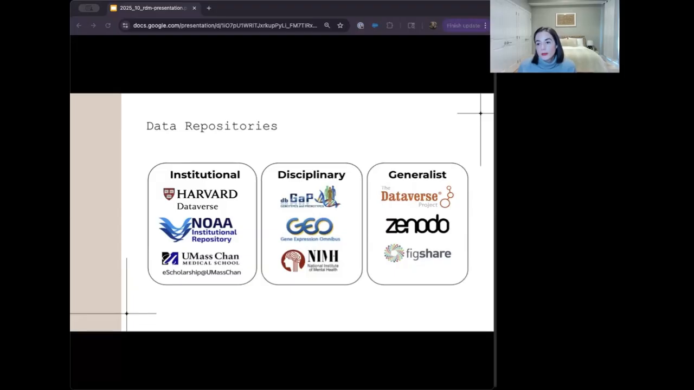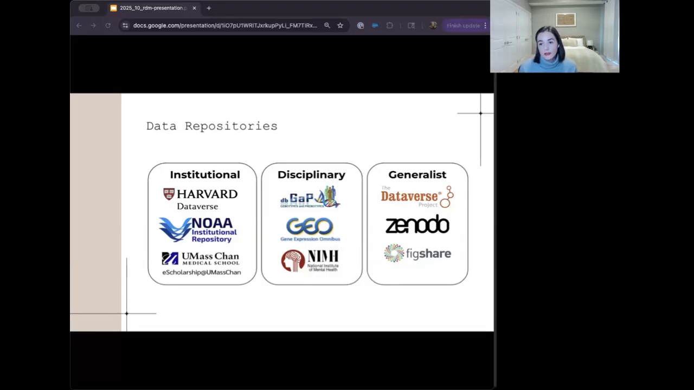There are generally three types of data repositories. You have institutional, disciplinary, and generalist. Institutional repositories are for researchers at particular institutions in order to share their work. You also have disciplinary repositories like dbGaP or GEO for genomic data. These are targeted places for certain types of data. And then generalist repositories are really designed to house all types of data and research outputs.